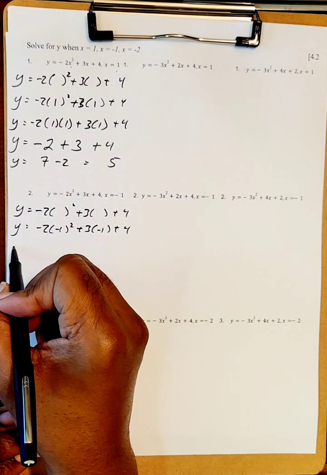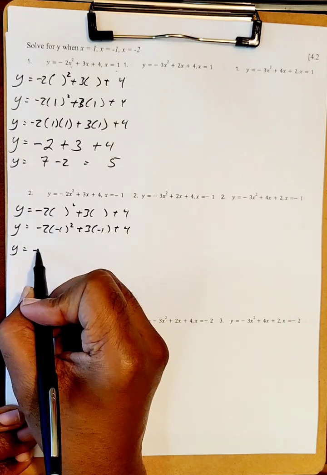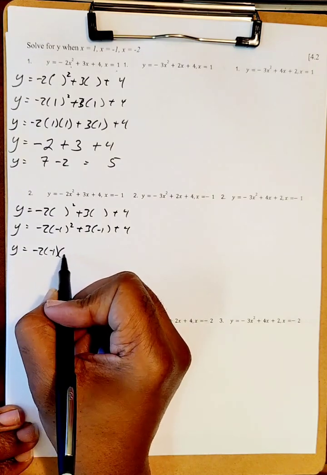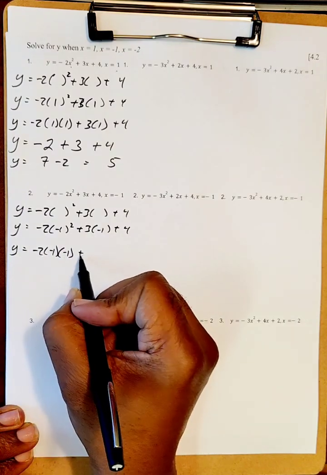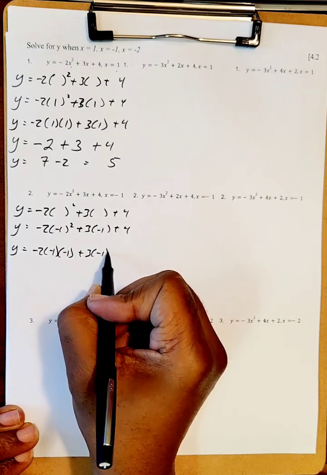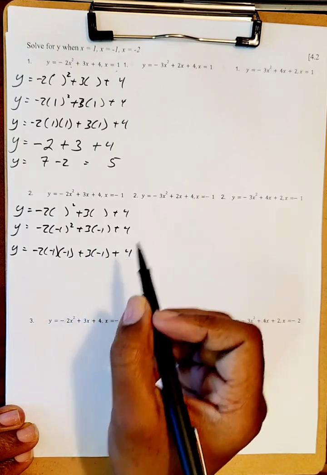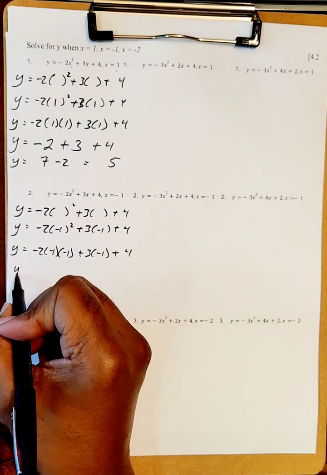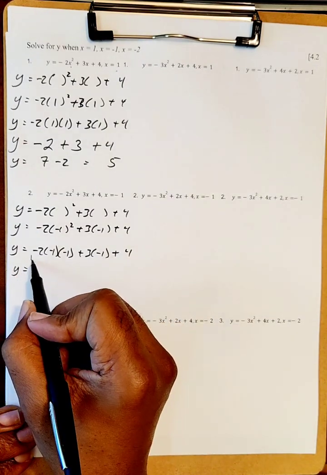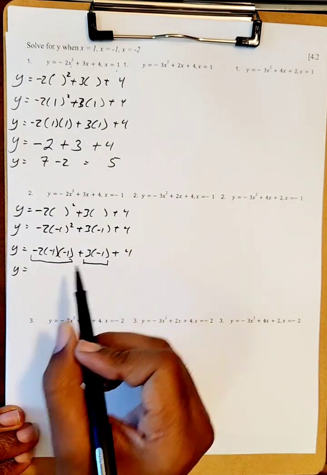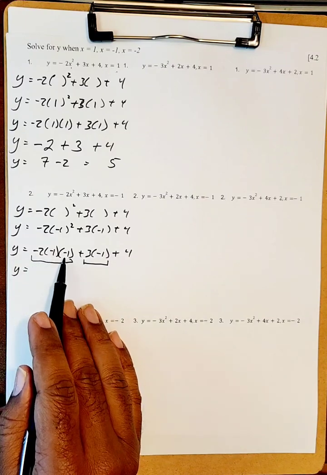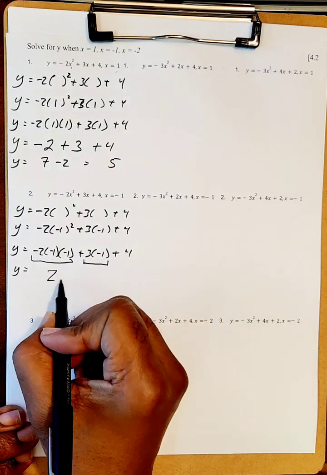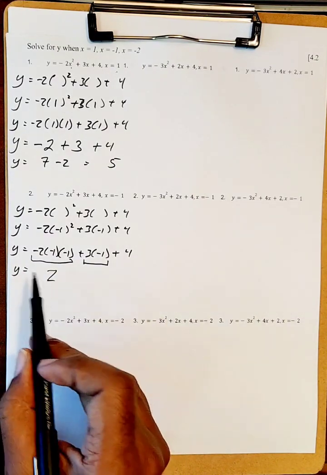Okay, now we're going to do expansion. So this will become -2, -1, and -1. Plus 3 and your -1, and then plus 4. All right, let's do our multiplication here, and then multiplication here. 2 times 1 times 1 is going to be 2.